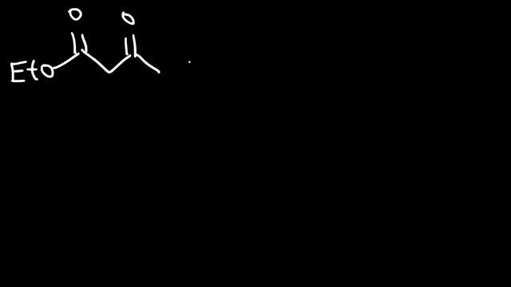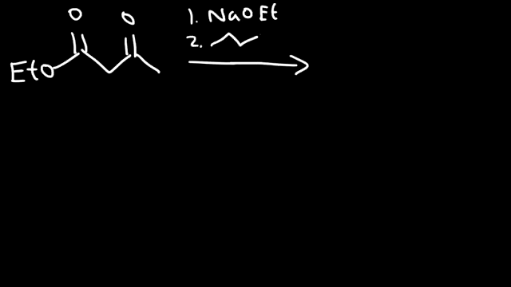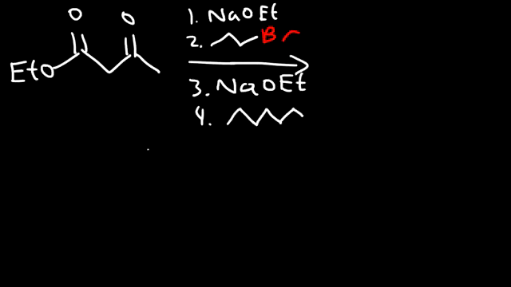So let's react this molecule with sodium ethoxide in the first step. And then in the second step, we're going to use propyl bromide. And then in the third step, sodium ethoxide again. And then in the fourth step, we're going to use hexyl bromide. And then in the fifth step, H3O+, followed by heat. So go ahead and draw the major product for this reaction.